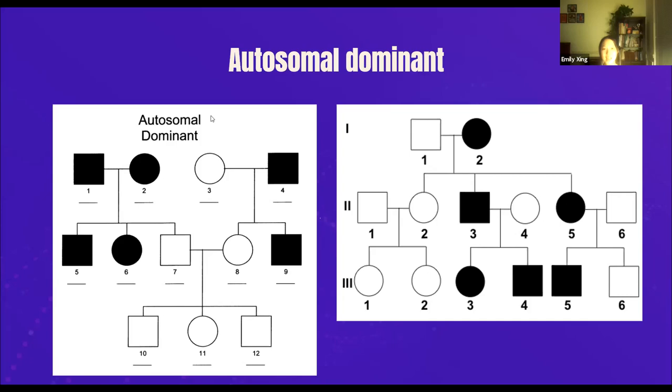So basically, as you can see here, it appears in every generation if there's an affected parent. In the left diagram, individuals 7 and 8 don't exhibit the trait. That means they have to be recessive because the trait is dominant. So none of their offspring can get the dominant trait because you can't go from recessive to dominant, but you can go from dominant to recessive because they can be carriers.